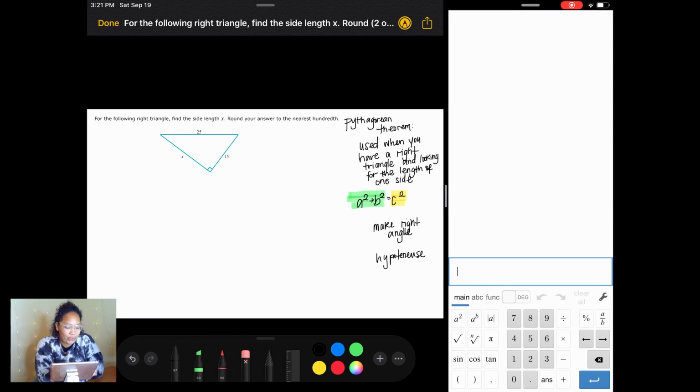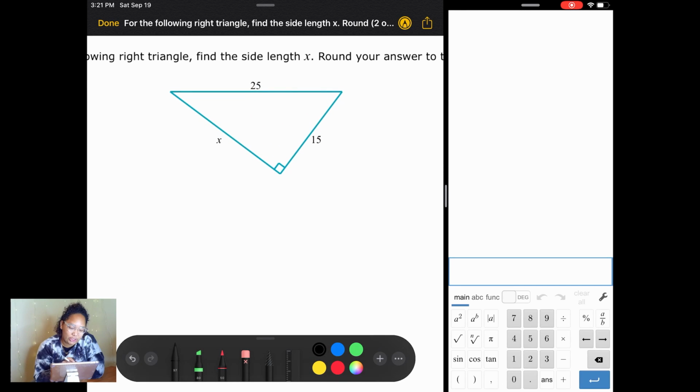Alright, so the question is asking, for the following right angle, find the side length x. Round your answer to the nearest hundredth. So in this question, you have a right triangle, and you are trying to figure out what x, or the length of this side, is.